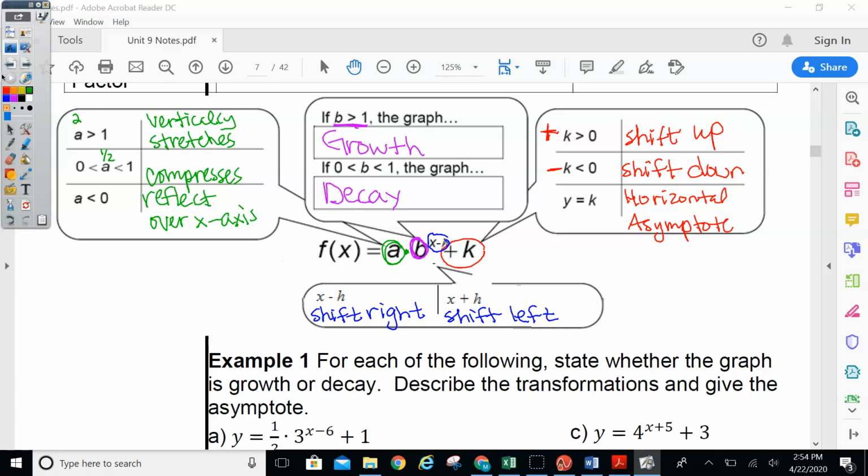So a couple of things with the reflections here. If it ends up reflecting over the x-axis, that's actually going to change this part. Because it's going to be pointing down, it's going to switch growth to decay and decay to growth, depending on what it is. There's one more thing I want to mention here. In front of the x, if this number is negative, so if it's a negative x in front, this is going to make it reflect over the y.